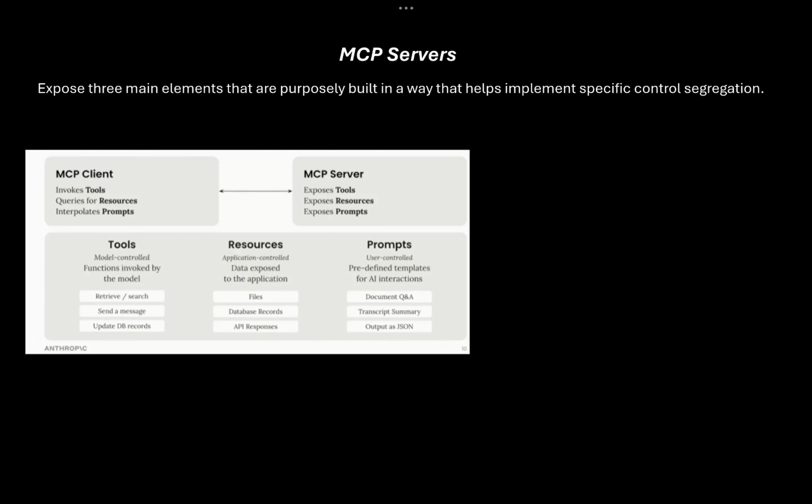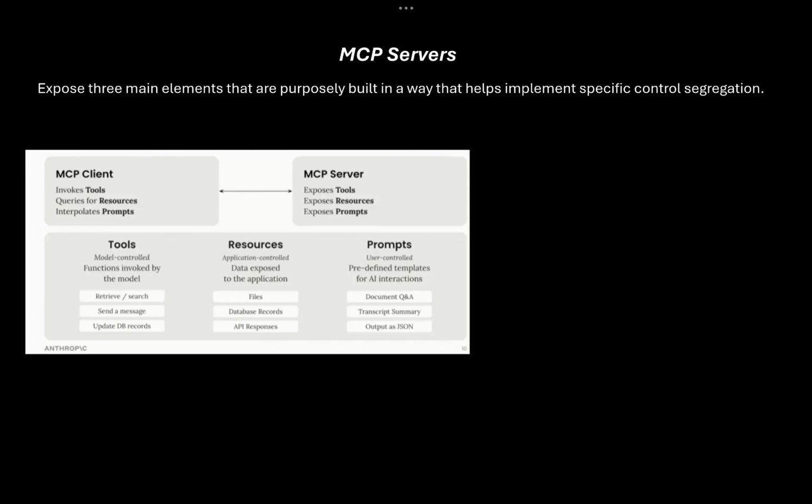So this MCP server exposes a list of tools as an endpoint, and the application can pass this list to the LLM so that the LLM can decide which tools are needed for the given task, right? Those tools can be a retrieval or a search, or it can send a message, or it can do a DB update. All these tools will be part of the MCP server, right?